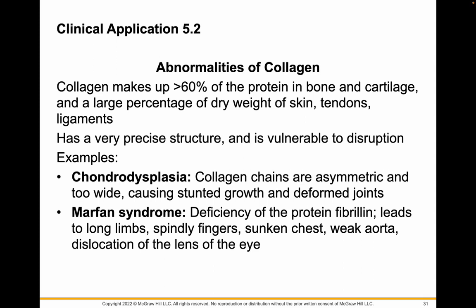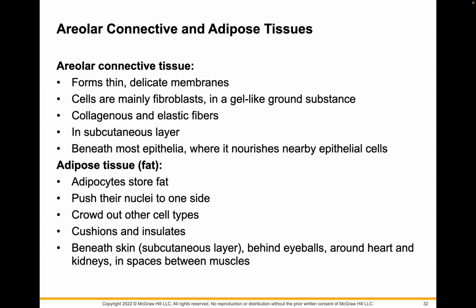Marfan syndrome, a little more common that I've heard of recently, is where you don't have enough of a protein called fibrillin. So you have overgrowth of limbs, a sunken chest, and even dislocation of the lens of the eye.